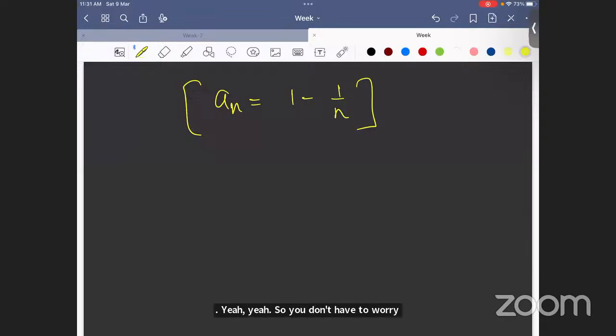You'll be getting sequences that are totally unrelated to AP or GP. Even if somebody knows those, I don't think he'll be able to use any concept in those types of problems.